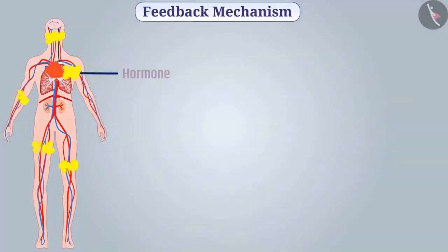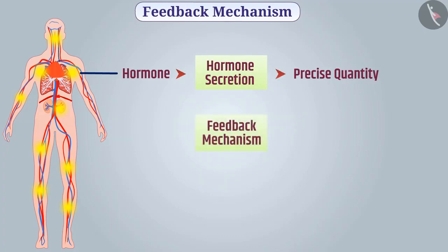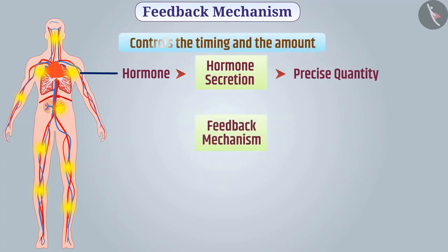Lack or excess of any hormone level in the body causes many diseases. Therefore, it is necessary to have hormone secretion in a precise quantity in the body. Therefore, the feedback mechanism controls the timing and the amount of hormone secretion. In the feedback mechanism, a substance present in the body regulates the secretion of the hormone, due to which the hormone is secreted as per requirement in the body.